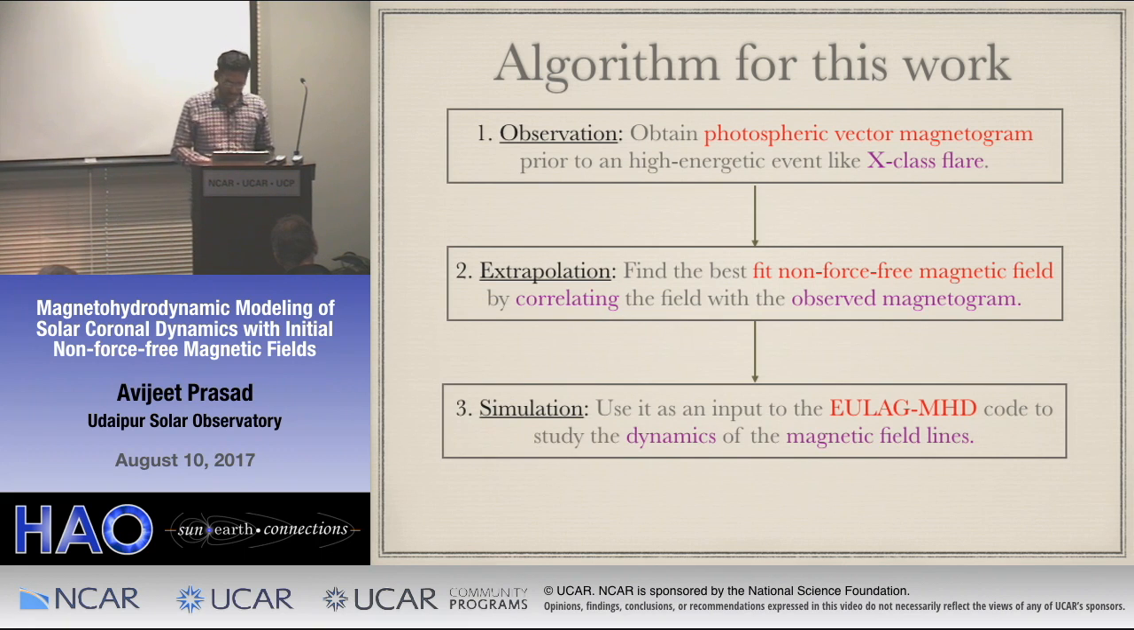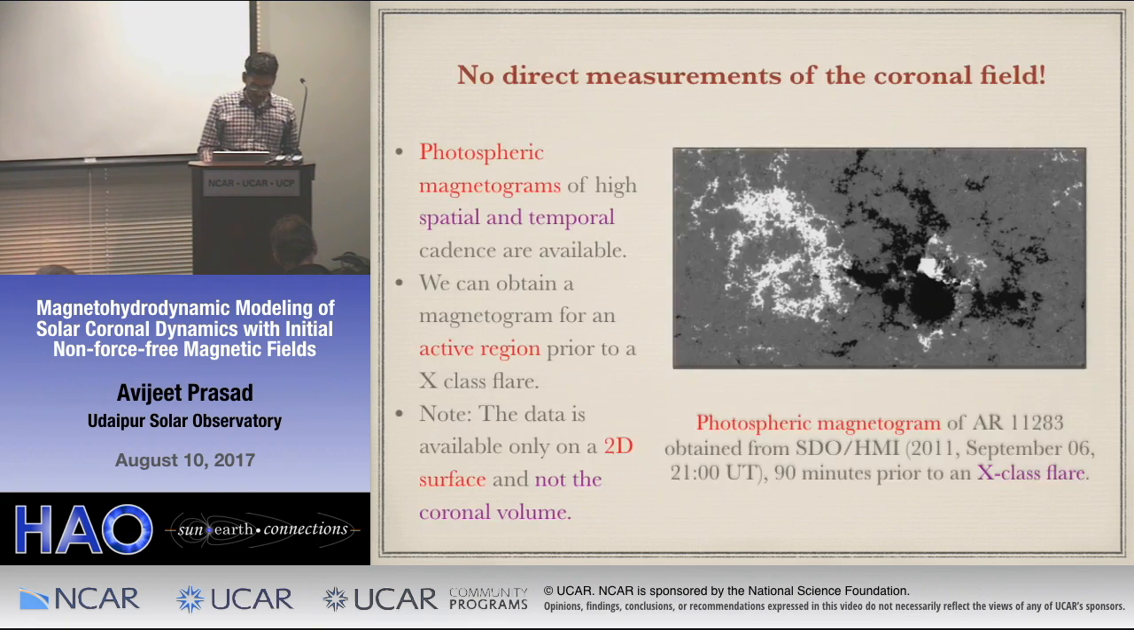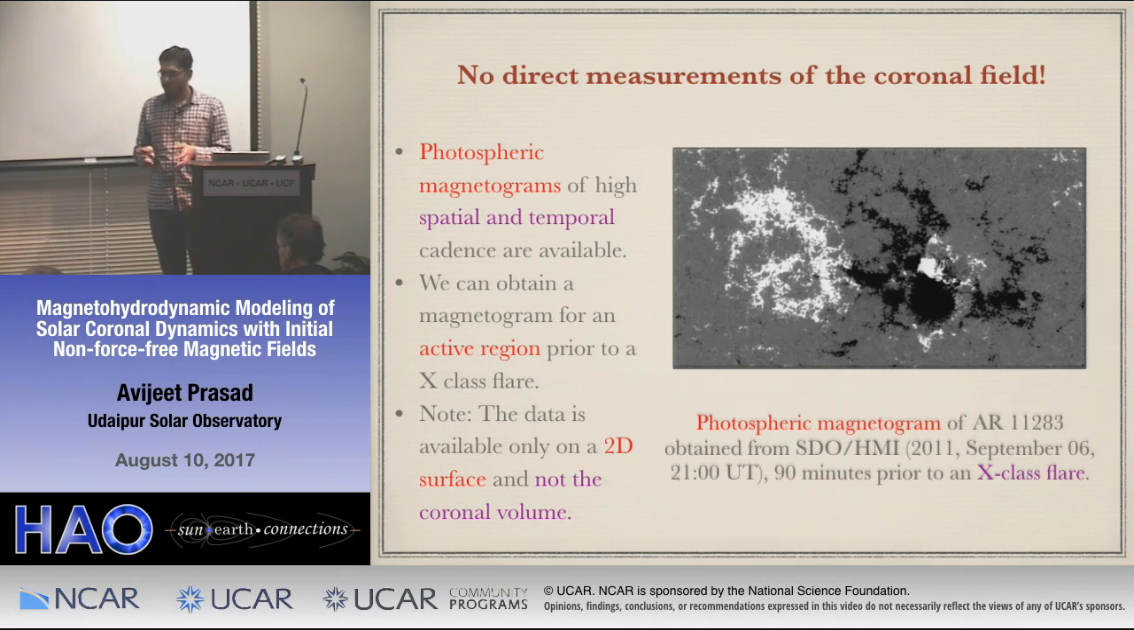in more detail. So as I said before, there are no magnetograms with high spatial and temporal cadence routinely available from space-based missions. So we can easily obtain a magnetogram of an active region prior to an X-class flare. So that can be set up as an initial field.